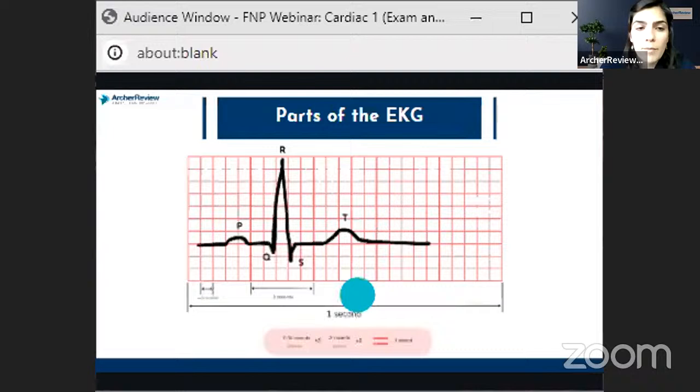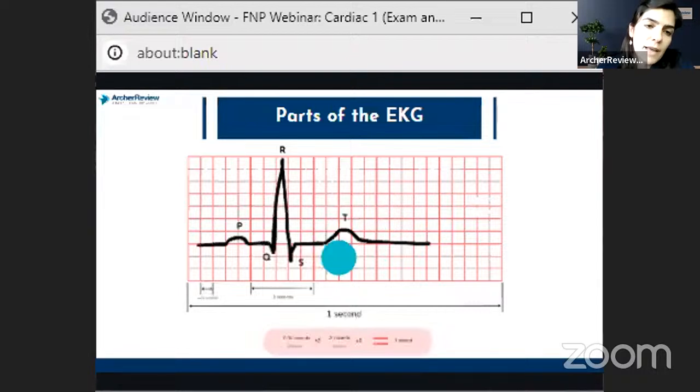Where this is going to come in is when you're looking at your rhythms and you want to calculate your PR interval. So that's the start of the P right up to the Q. You're going to calculate your PR interval, and normal PR interval is 0.12 to 0.20. So that's between 3 to 5 boxes. So you're going to be counting those out. Then you're going to look at your QRS complex. You want to make sure it's less than 0.12, so less than 3 boxes.